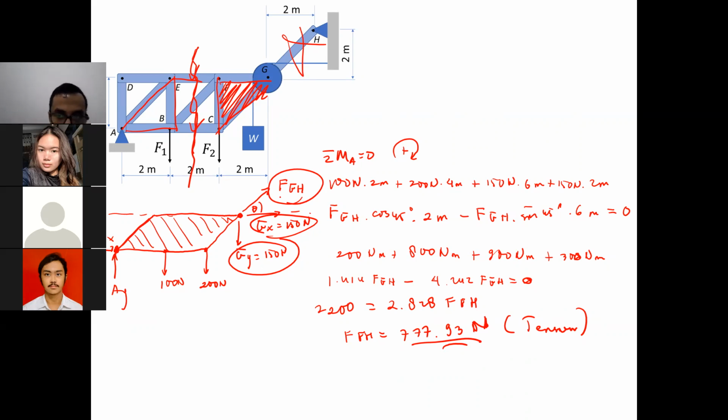Remember to prepare yourself for the exam. We will give the exam next week. The topics covered in the exam are from the beginning until the end, until truss. So force, moment, resultant will be there, equilibrium will be there, and truss will be there as well. I think that's all.